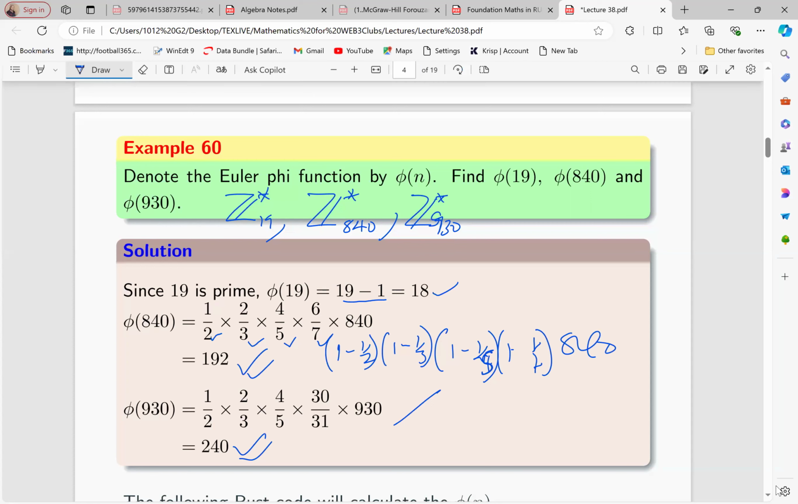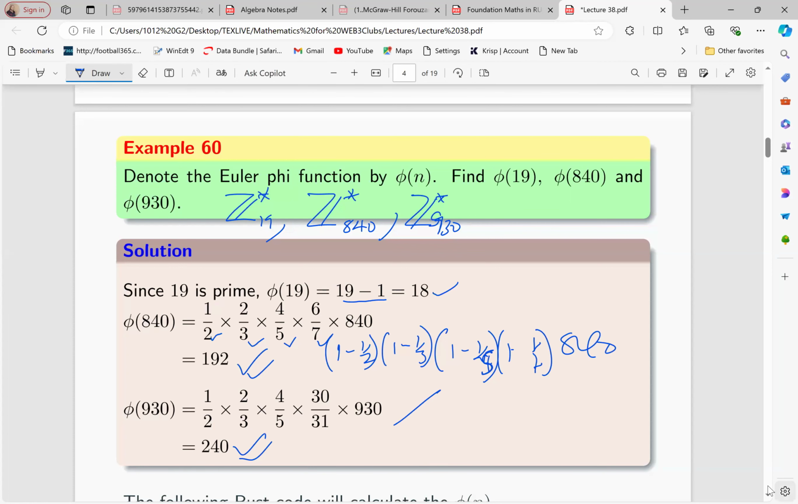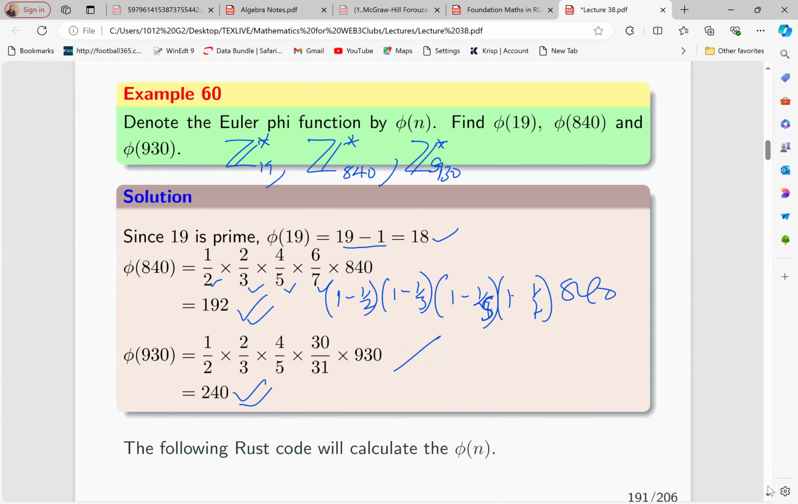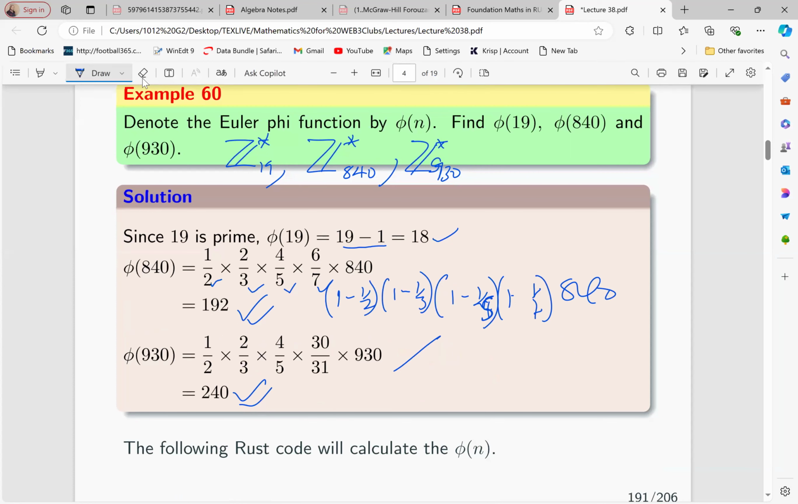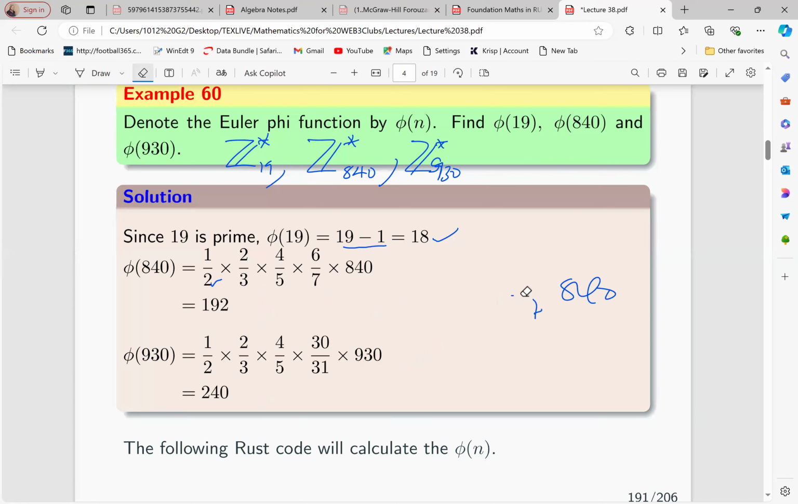Now, I told you that today I'll show you how to write a Rust program for calculating the Euler phi. There are 2 ways of writing a Rust program that calculates Euler phi. I'll show you the 2 ways. Of course, there could be other ways. Since you are builders, you can come up with other ways of doing that.